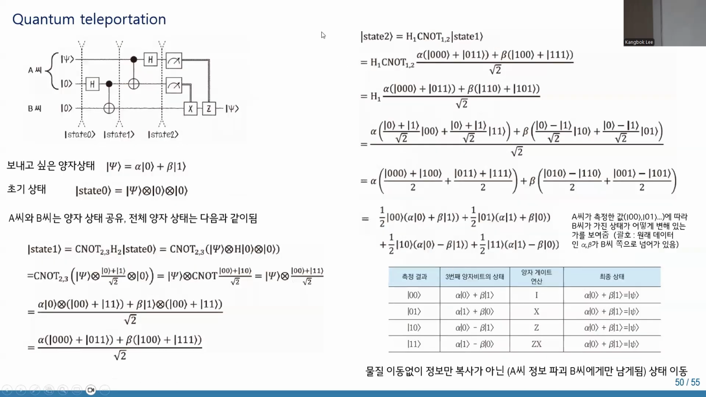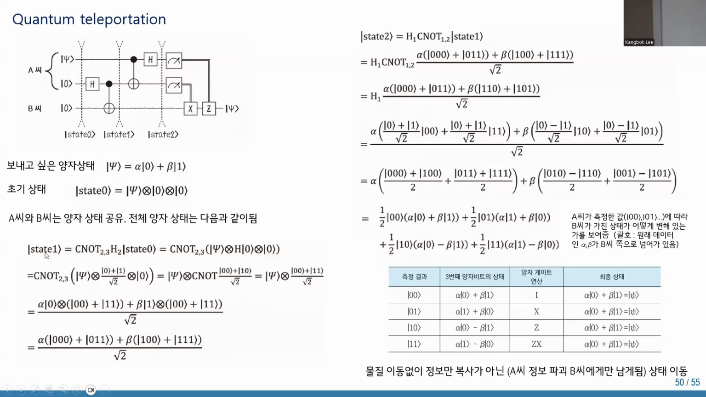Now quantum teleportation. As I said, quantum teleportation is difficult to understand based on physics, but I wrote only the mathematics here. I want to send the message here, this psi state. The initial state is psi, 0, 0. You can express it like this. This is just a tensor product. Tensor product means this is a separable state, not an entangled state. And for state 1, you pass through this Hadamard and controlled-NOT. This produces an entangled state here.